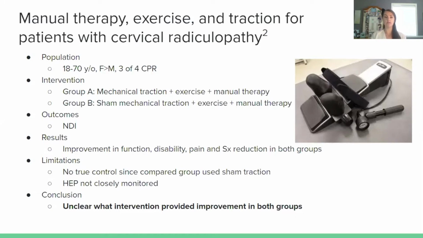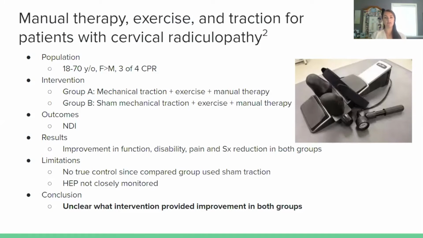The outcome they used in the study was the NDI, and they saw patients for a total of 7 visits over a span of 4 weeks. What they found was that there was an improvement in function, disability, pain, and symptom reduction in both groups.